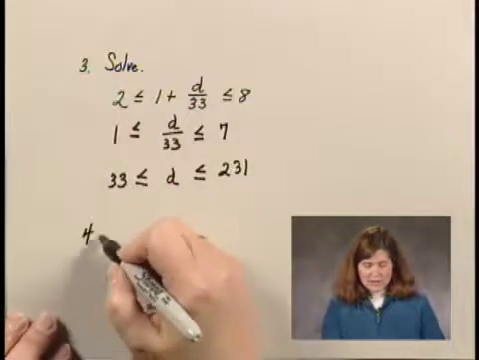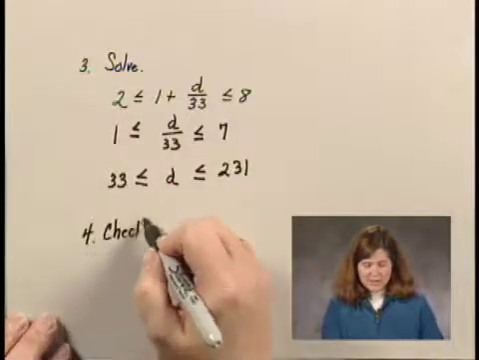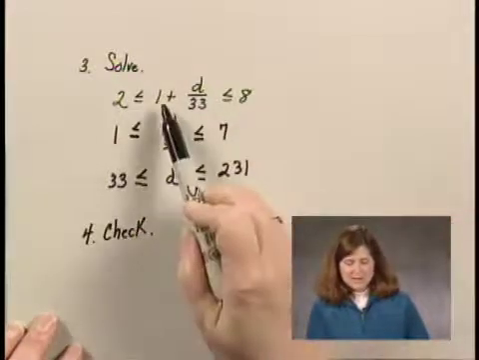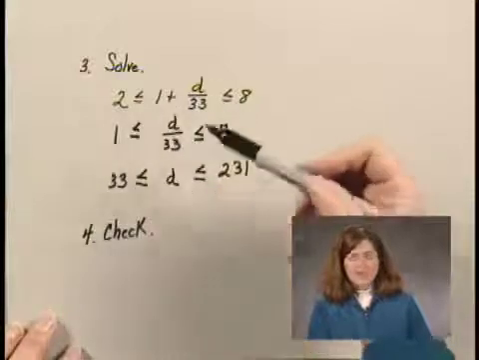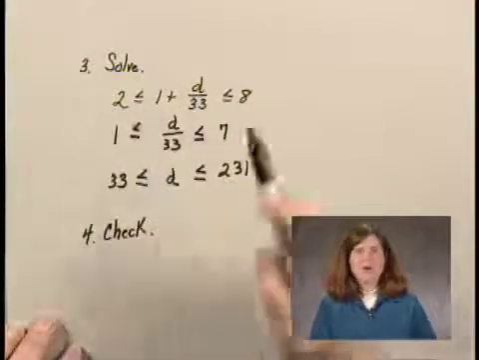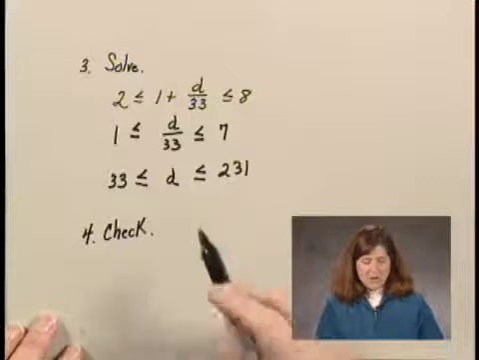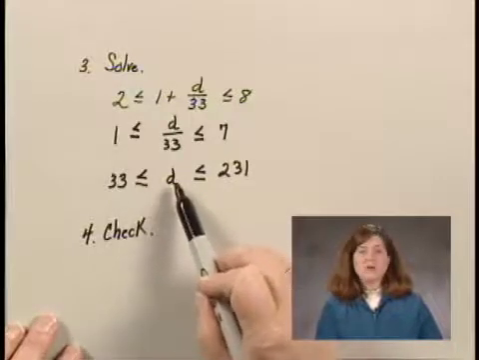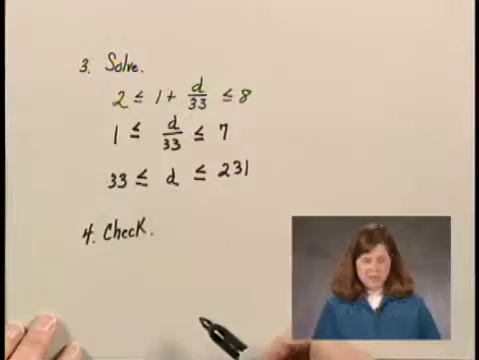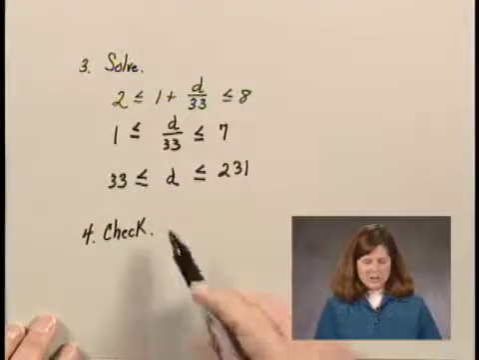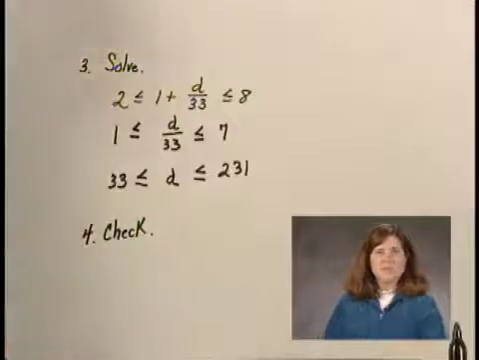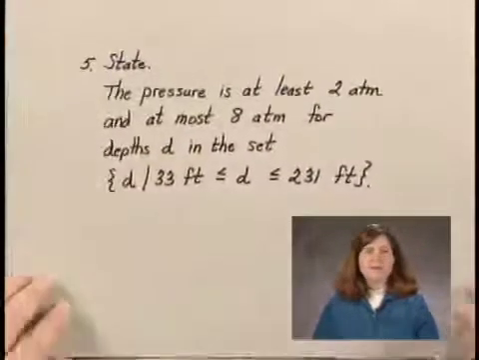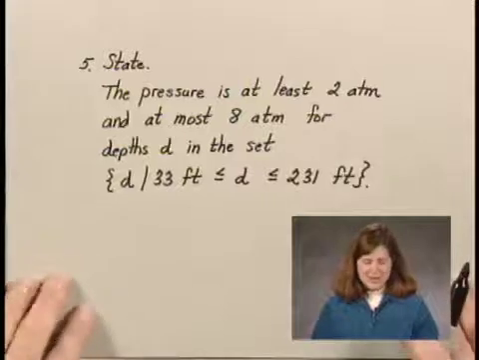Our 4th step is to check. And really, the best check I can do here is to go back through my calculations, making sure I did the same addition or subtraction or multiplication on all 3 parts of this inequality. I also could substitute a few numbers, say 100 or 200 or something in between here to see if it checks. That would be a partial check, but not a complete check. If I do this, I would know that the answer is correct, and I can move to my final step, which is to state the answer.